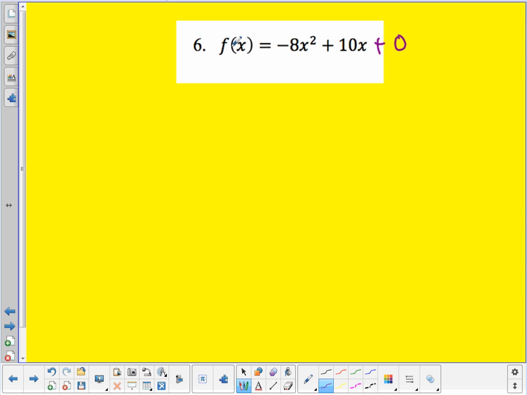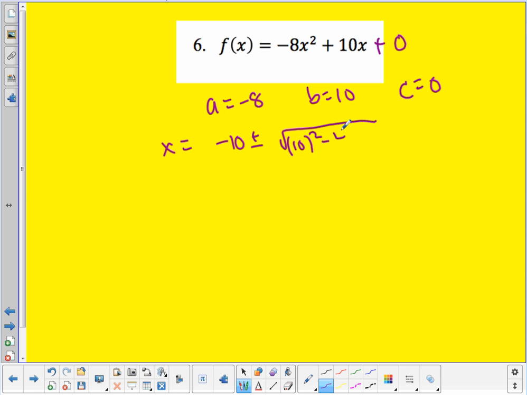Okay, there was nothing over here that I needed to move over to that side, so it's just a constant of 0. So that tells me my a is negative 8, my b is 10, and my c is 0. So when I plug that in, here's what it looks like. I have the opposite of b plus or minus the square root of b squared minus 4 times a, which is negative 8, times c, which is 0. That's going to be interesting. Let's see what happens there. All over 2 times a.